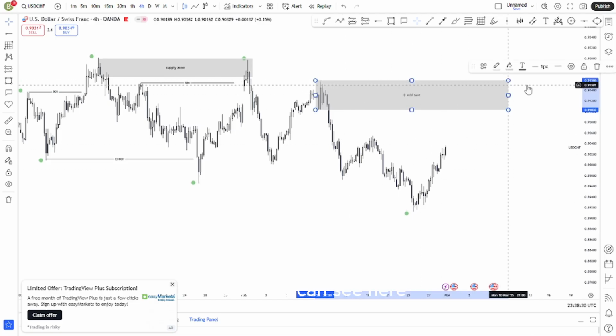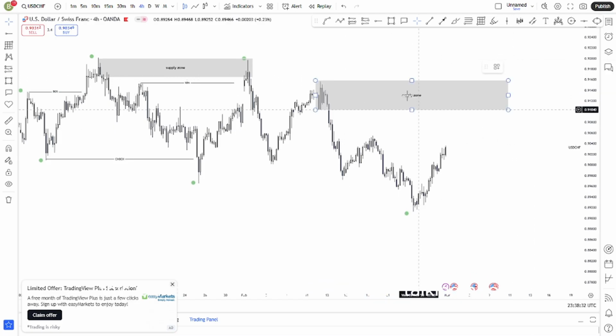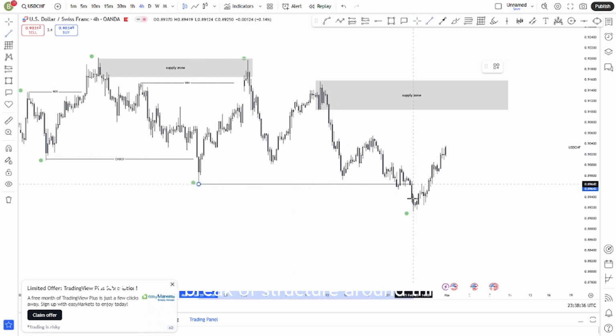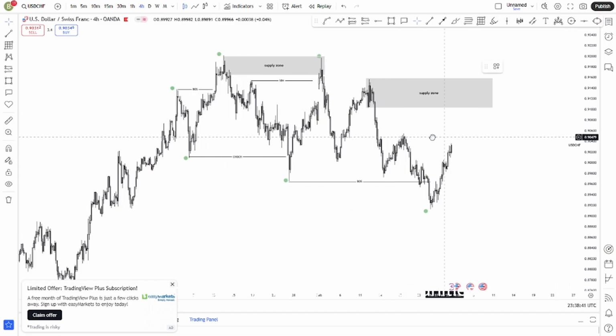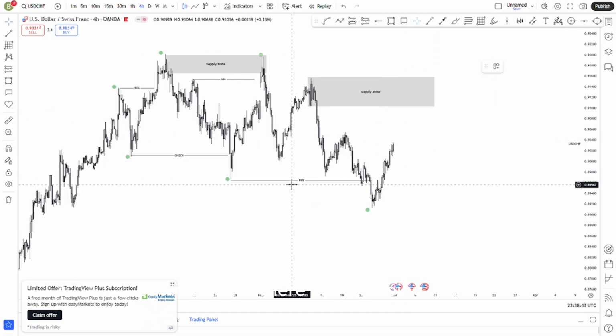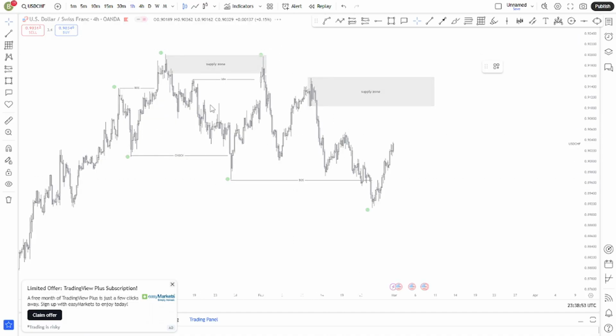So as you can see here, this is the area of supply that I was talking about. This is the break of structure around this point here. So we already know that we are looking for selling opportunities, but as to where we are going to sell, that remains a mystery to us. We just have to wait for the market to give us an area of interest, or something that shows that the market will sell soon enough guys.